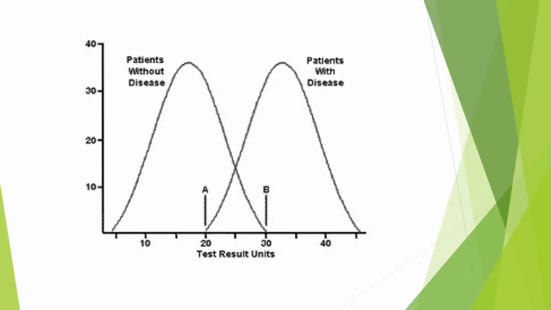When choosing a test, we're balancing sensitivity and specificity, and I'm going to use a graph to help illustrate this. The curve to the right represents people with disease, and the curve to the left without. On our x-axis, we have a test result with units, and then the y-axis, the proportion of the population who does or does not have the disease.